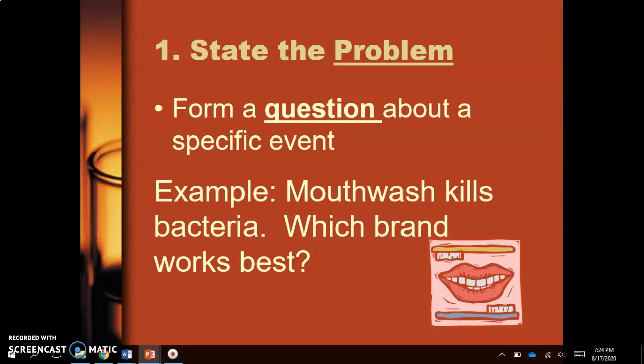The example today is: mouthwash kills bacteria. Which brand works best? This is an example of everyday life where you're out and about, you make an observation, and then you have a question about that thing. We know that mouthwash is marketed to kill bacteria in your mouth. That's the point of it, right? But you want to know which brand works the best. So that is the question that you're going to present, and we're going to use the scientific method to come up with an answer.